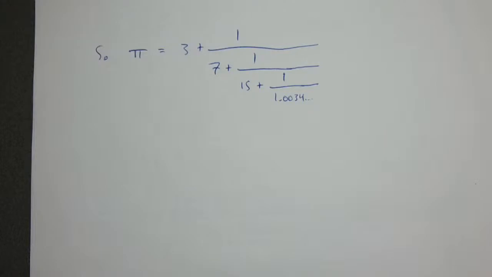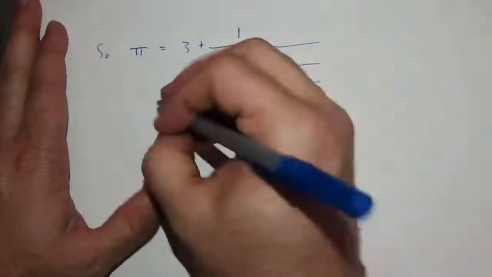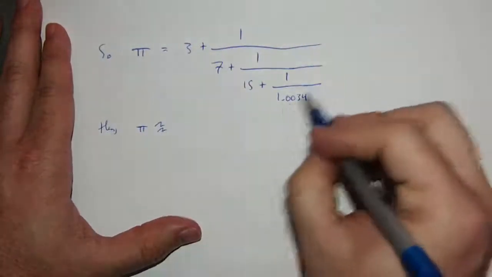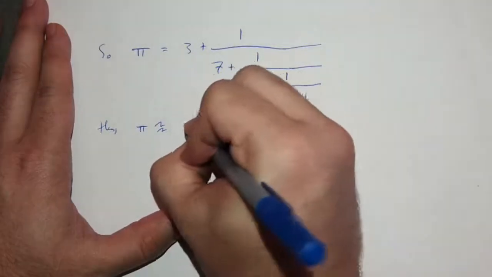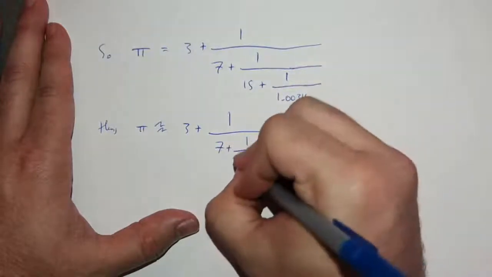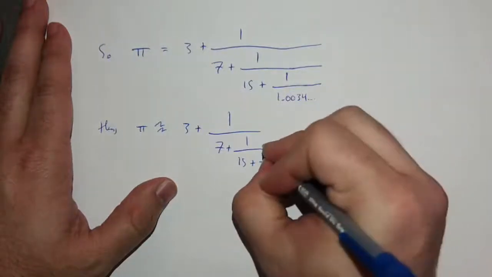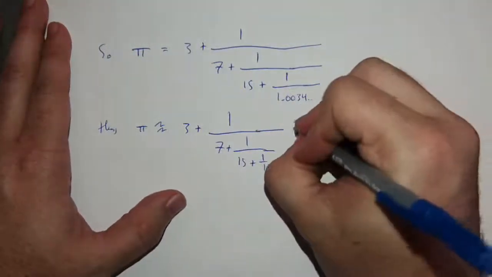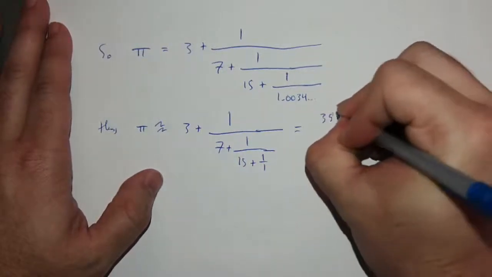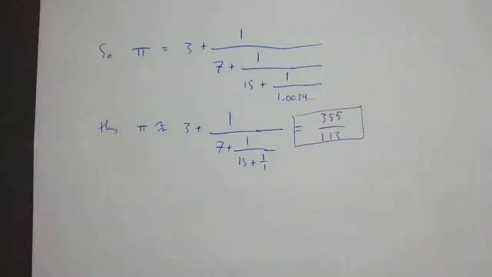And so, if I want to approximate, I can just cut off this bit. So this is 3 plus 1 over 7 plus 1 over 15 plus 1 over 1. The integer part is 1, so this is 1 over 1 here. And so what is this? If I go through the hassle of actually computing this, this is 355 over 113.